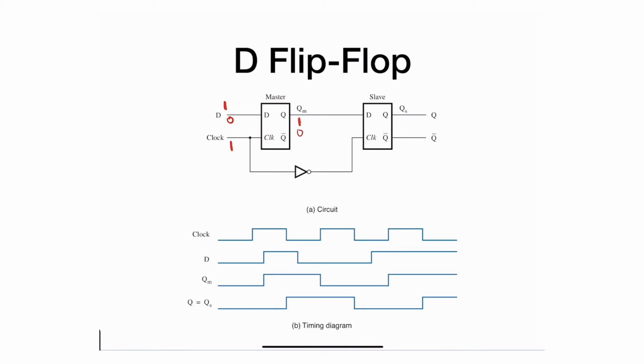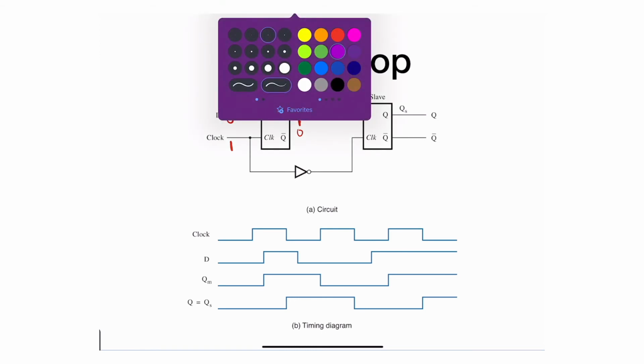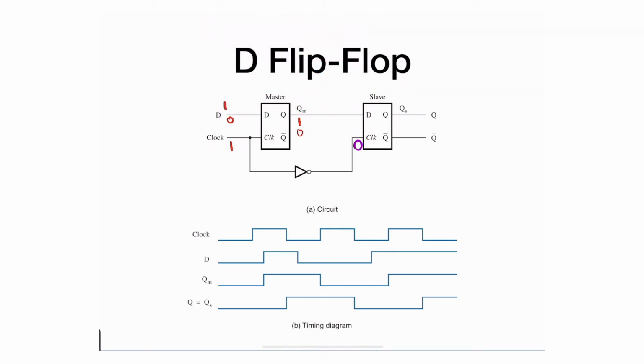However, that is not the same for the slave latch, because the input for the clock here is 0. So this particular one is actually deactivated. No matter what is on its input, nothing changes in here.